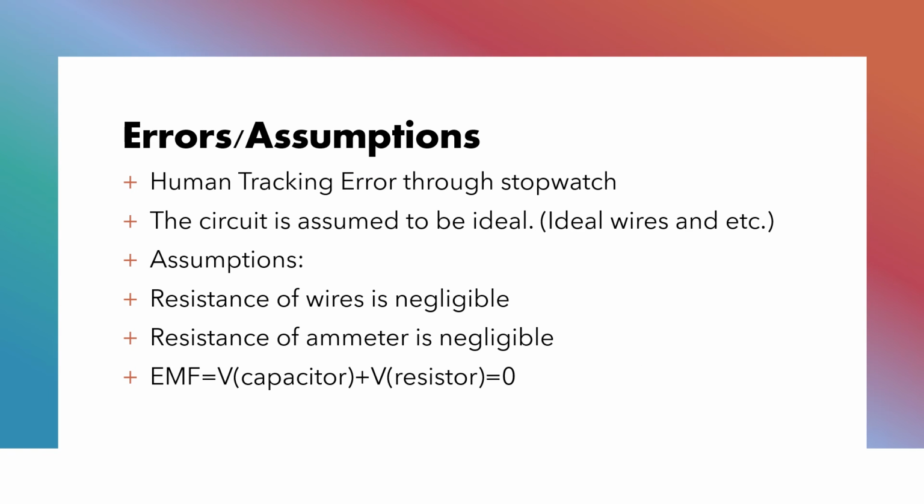In this lab, an error would be event tracking error through the stopwatch. Obviously, I didn't get the exact voltage measured. The circuit is assumed to be ideal. For example, the resistance of wires is negligible, the resistance of the ammeter is negligible, and the EMF is equal to the delta V capacitor plus delta V resistor.